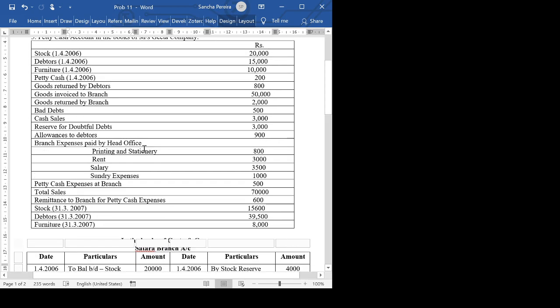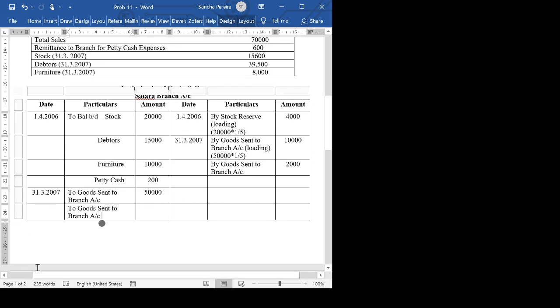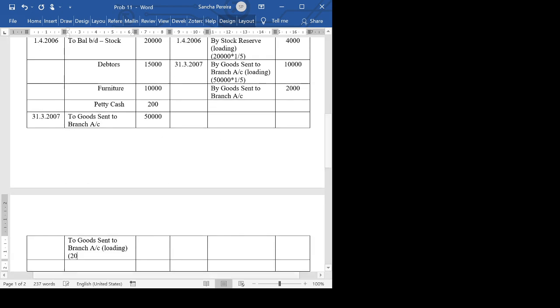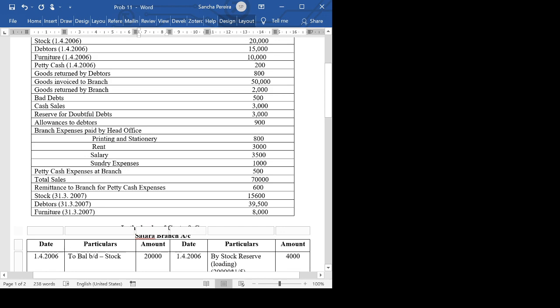Then goods returned by branch 2,000. So I was calculating the loading on this. That is 2,000 into 1 by 5 comes to 400. Then there is bad debts, that is 500.